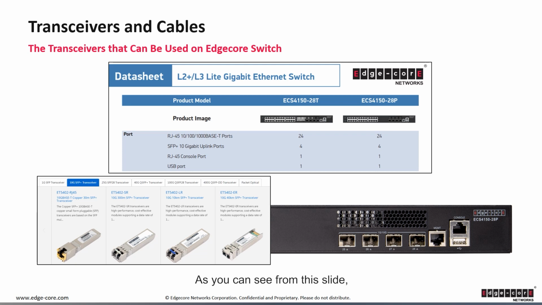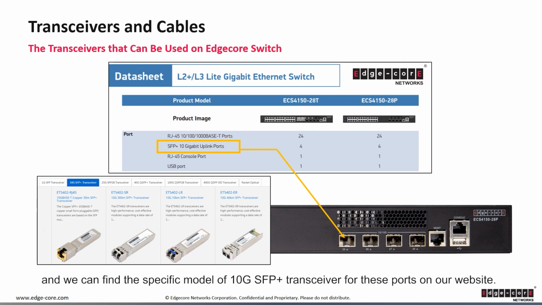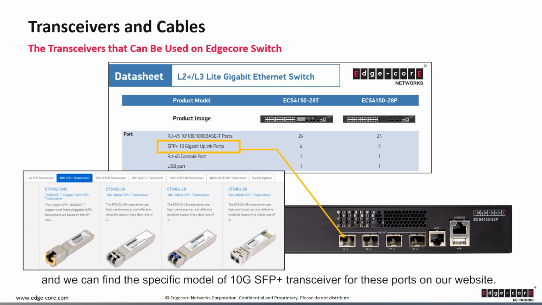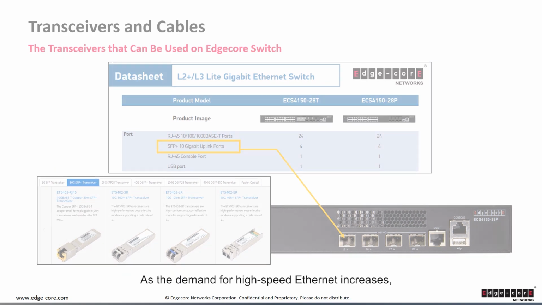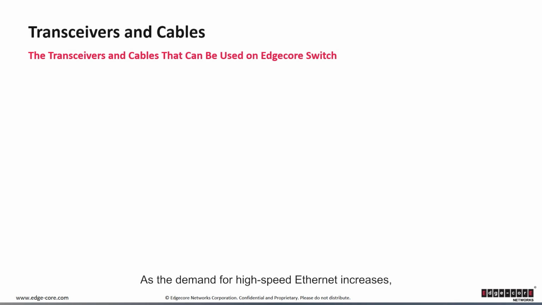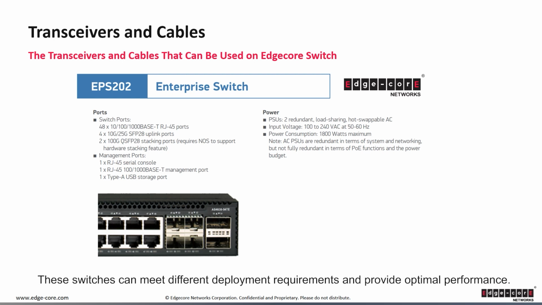As you can see from this slide, the ECS4150 switch datasheet mentions that the switch supports SFP plus 10G uplink ports, and we can find the specific model of 10G SFP plus transceiver for these ports on our website. As the demand for high-speed Ethernet increases, Edgecore offers a full range of managed switches that can support 10, 40, and 100 gigabits per second. These switches can meet different deployment requirements and provide optimal performance.